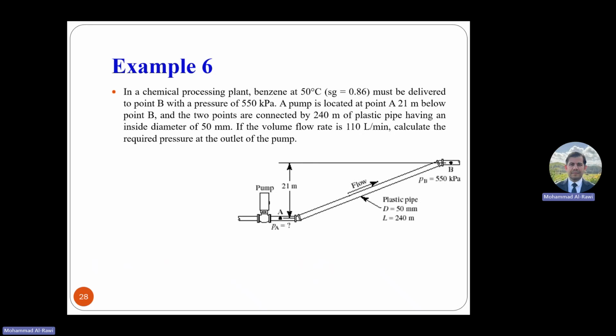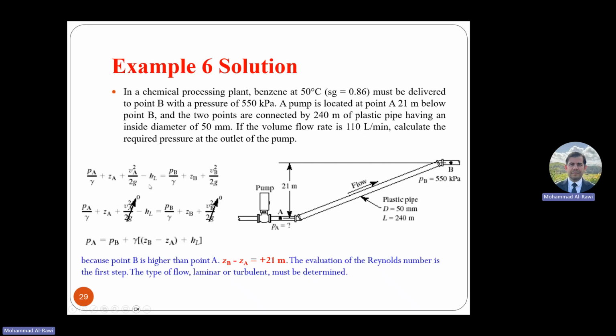To start with these types of questions, we always start with the general energy equation. In the general energy equation, you write P_A over gamma, Z_A, V_A squared over 2g, minus h_L. Why minus h_L? Because we are taking a point after the pump. After the pump, we have the points from A to B, so it's only head losses in the system. There is no pump, no turbine, nothing else than losses due to friction, and possibly the fittings. So you rearrange the equation.